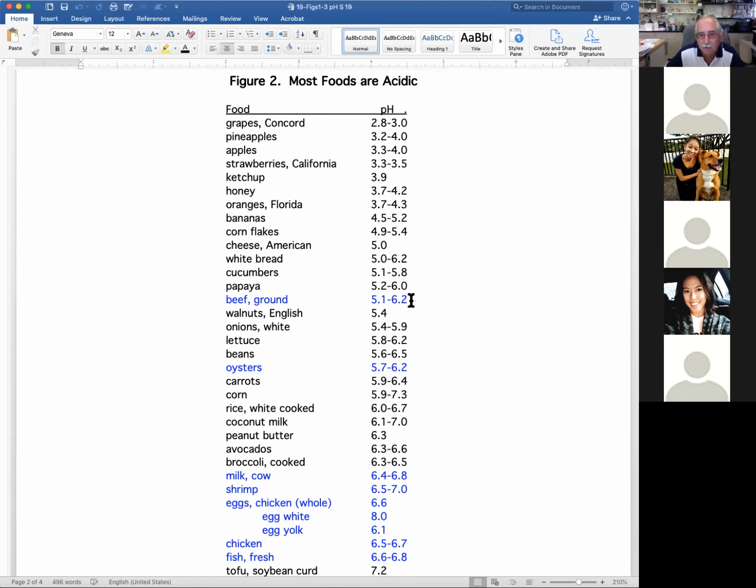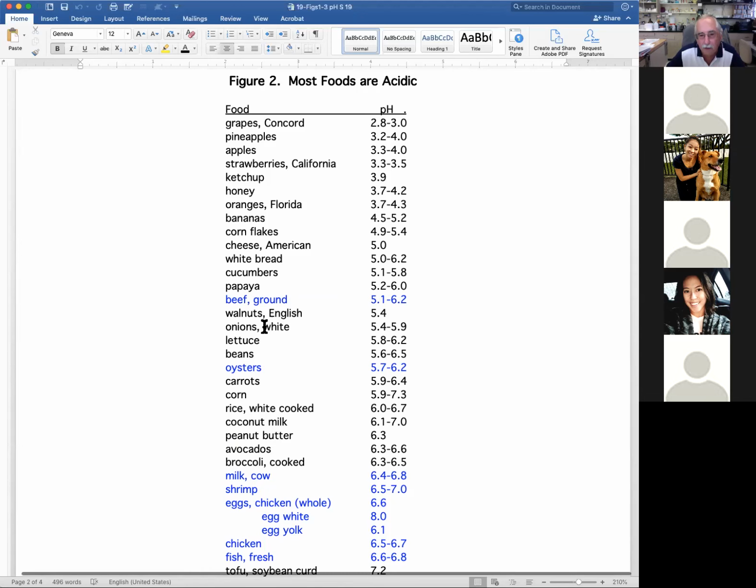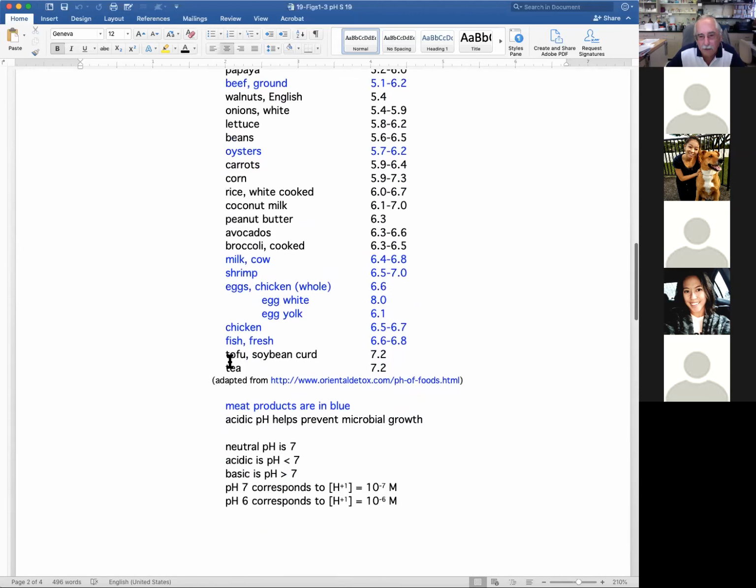Beef is slightly acidic because of lactic acids and carbonic acids. Fish, slightly acidic because of lactic acid and everything. Then you get tofu, and some types of tea are slightly alkaline. So you can see that almost every food here is acidic, some much more than others. Tofu is the only exception, but then again, I don't really consider tofu a food.